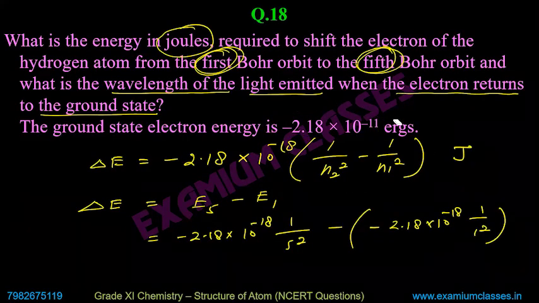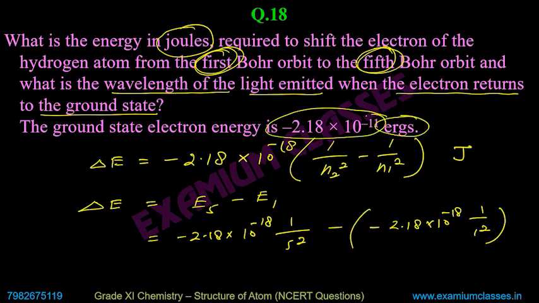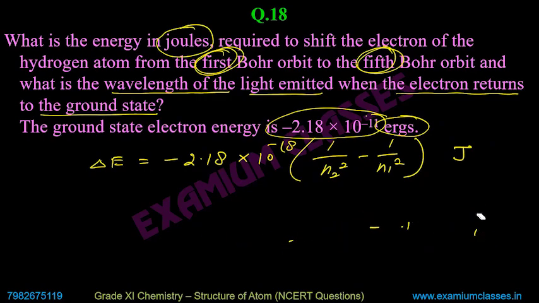Now, why did I say that you will not use this formula directly? Because in the question itself, it is given in ergs. So instead of using this formula like this, you will write it in ergs, and then in the end, you will convert it to joules. You will not use the direct formula to get into joules. Remember, the question is asking you to calculate in joules.